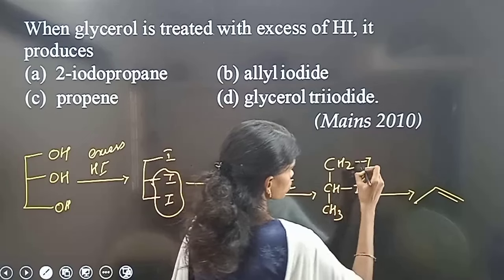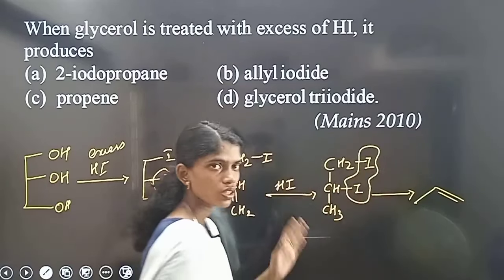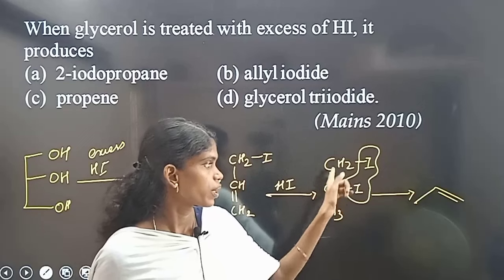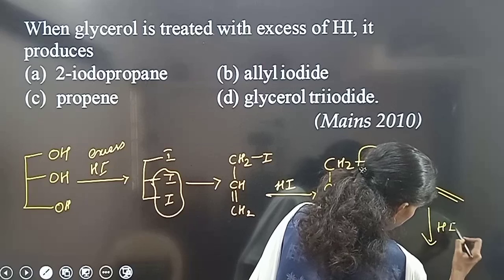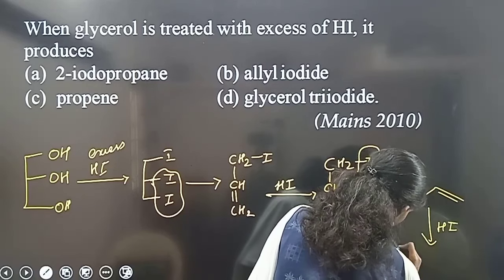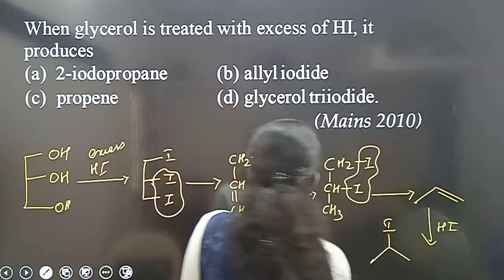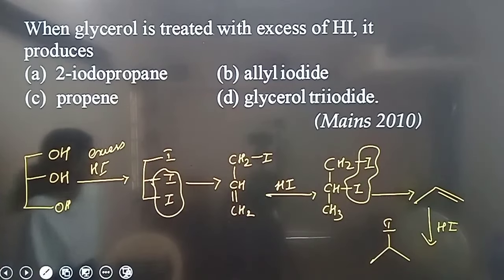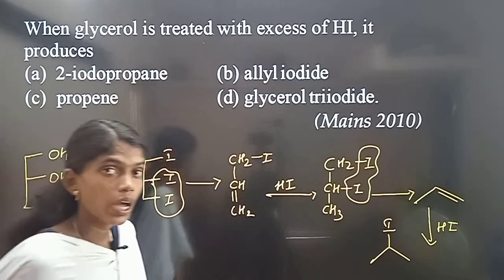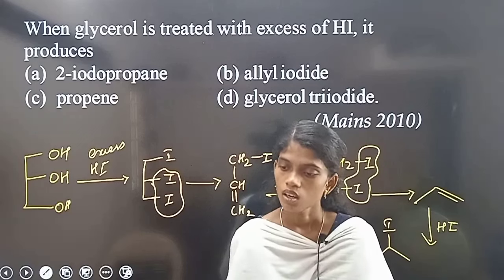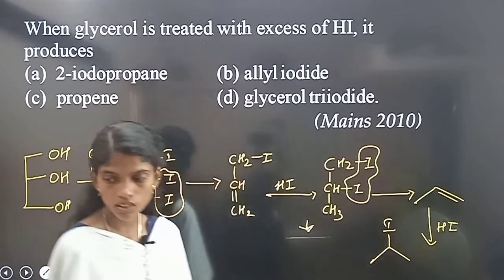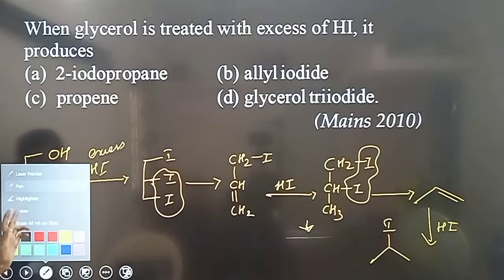CH2I CH3. So the vicinal diiodides are eliminated as I2. So there is a double bond between these two carbons. Okay, so again HI. So it will form iodopropane. So glycerol is converted to iodopropane on reaction with excess of hydroiodic acid. Okay, so option A is the right answer, 2-iodopropane.